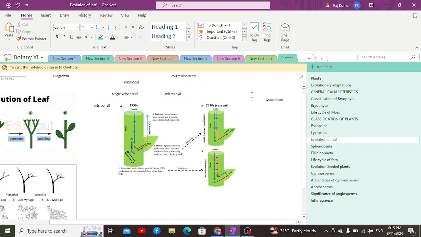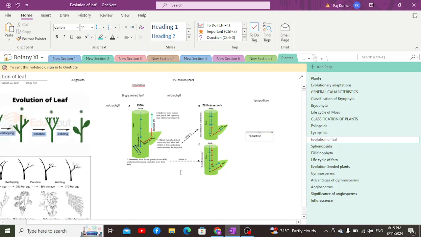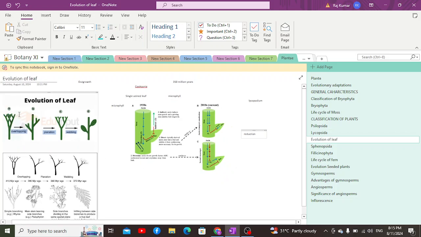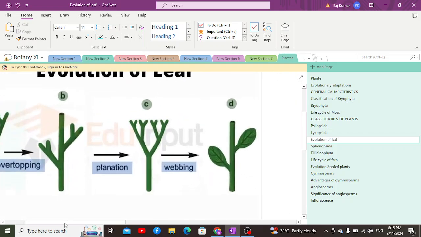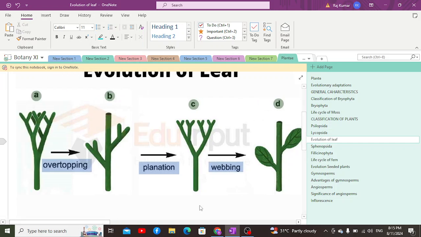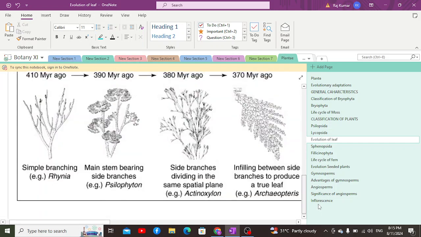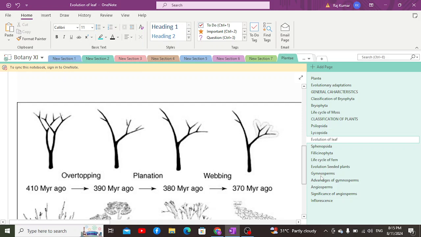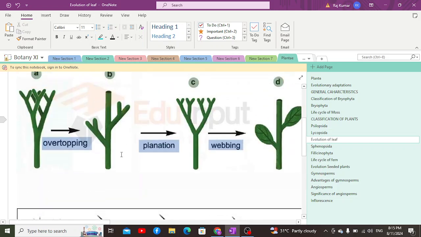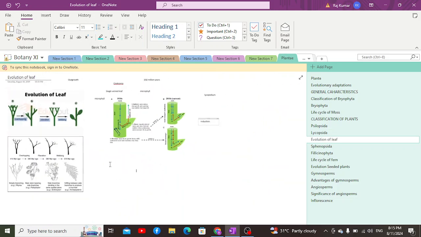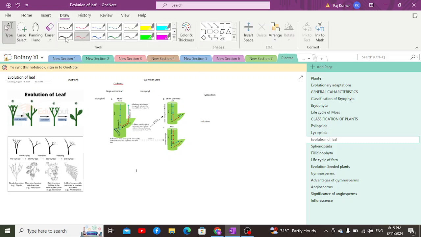But there's another hypothesis for the evolution of microphylls, that these were formed due to reduction in the size of the stem. Now for that, we can just consider the diagram. Alright, so there isn't the diagram, so what we are going to do is try to draw that structure on our screens.